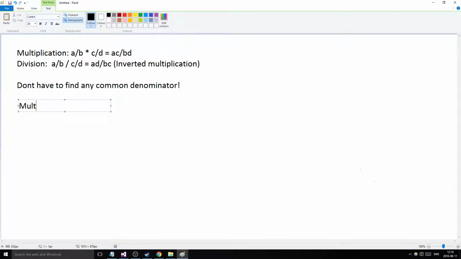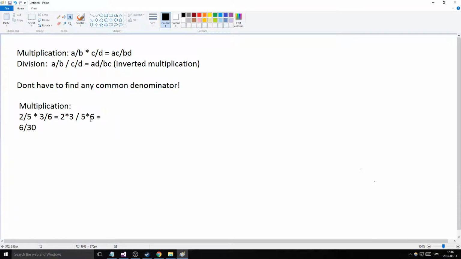The first example we're going to be doing is, let's say, 2 through 5 multiplied by 3 through 6. What is this going to give us? Well, since we don't have to find any least common denominator, all we have to do is straight up multiply these together. So this is going to be 2 times 3 through 5 times 6, which gives us 6 through 30. Do you see how simple that is?